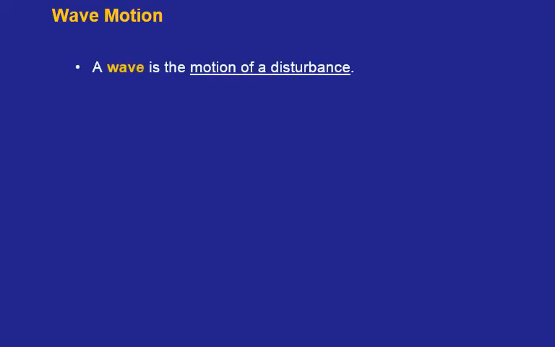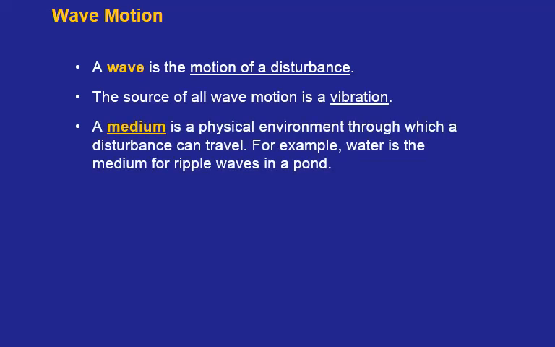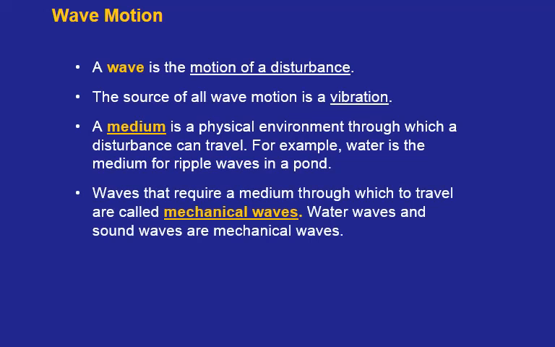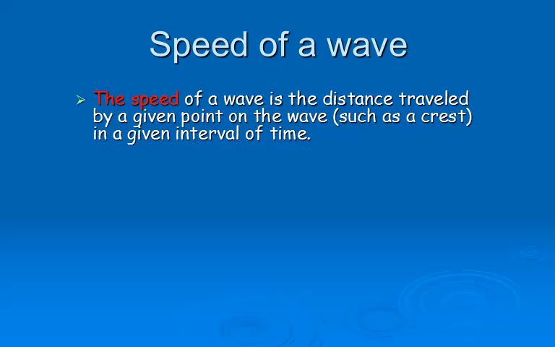So a wave is the motion of a disturbance, right? If you disturb or vibrate a surface or an object, a wave is going to go through it. And so the medium itself is that physical environment, whether it's water or even a rope or whatever. Any wave that requires a medium is called a mechanical wave, and that's going to be our focus in this section.